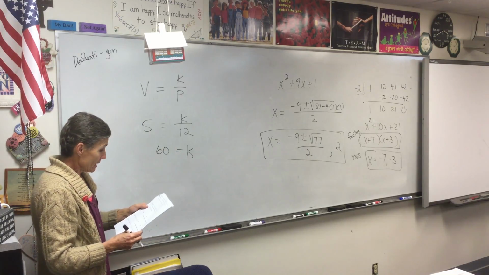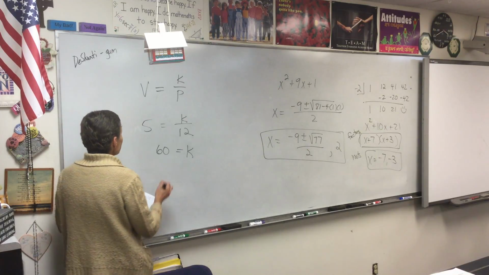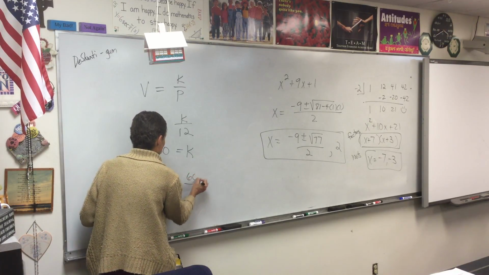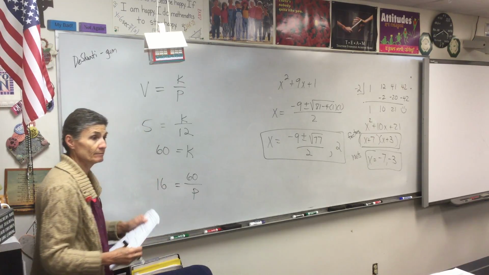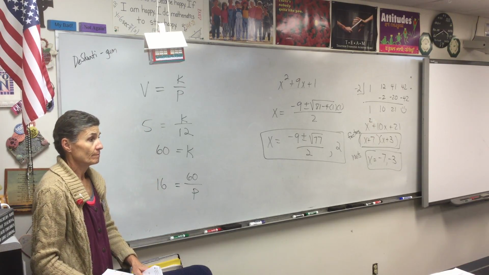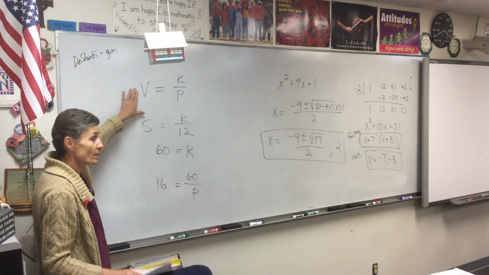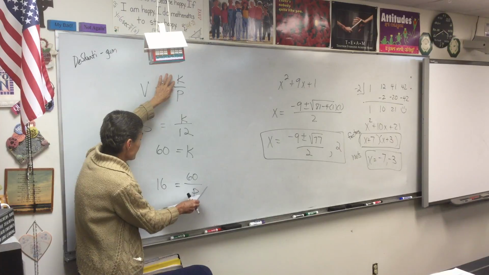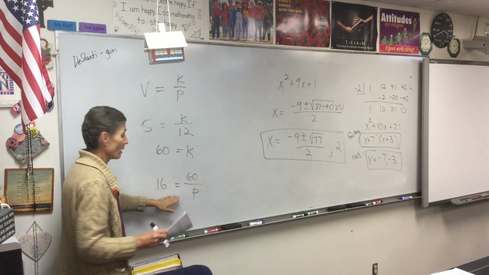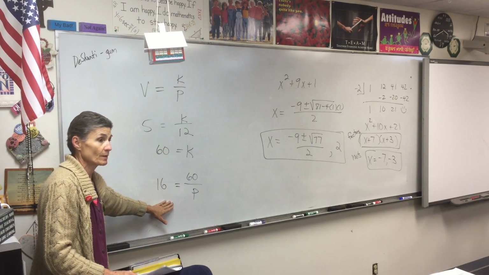Right? And now it says, find the pressure when the volume is 16. Back to my original equation. The volume is 16. K is 60. Find the pressure. How do I solve that equation?